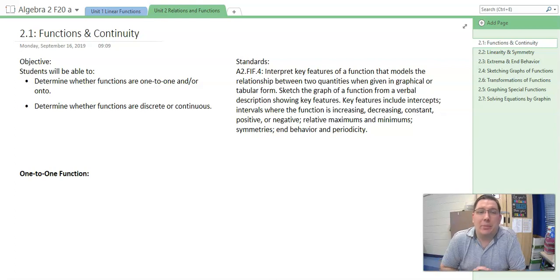Hey there, y'all. Today we're going to start Unit 2 on relations and functions. And so 2.1 is on functions and continuity. And you'll see off to the right here our order of the unit.